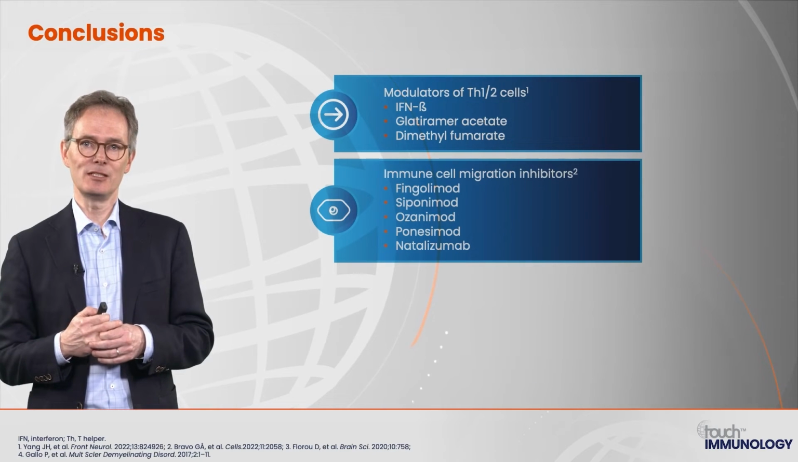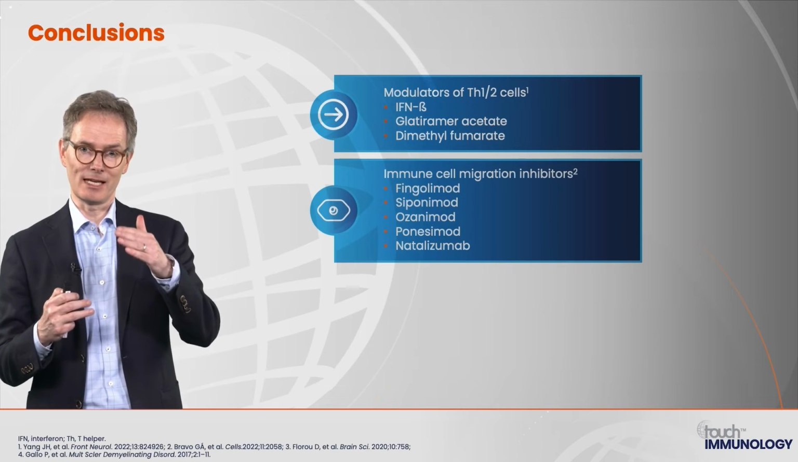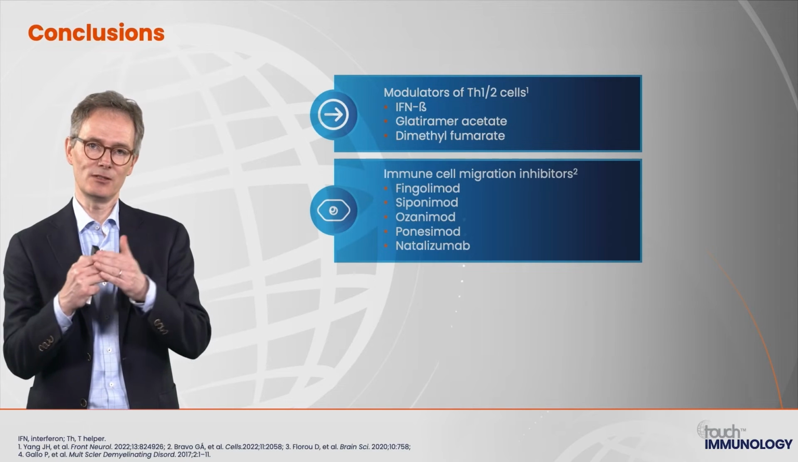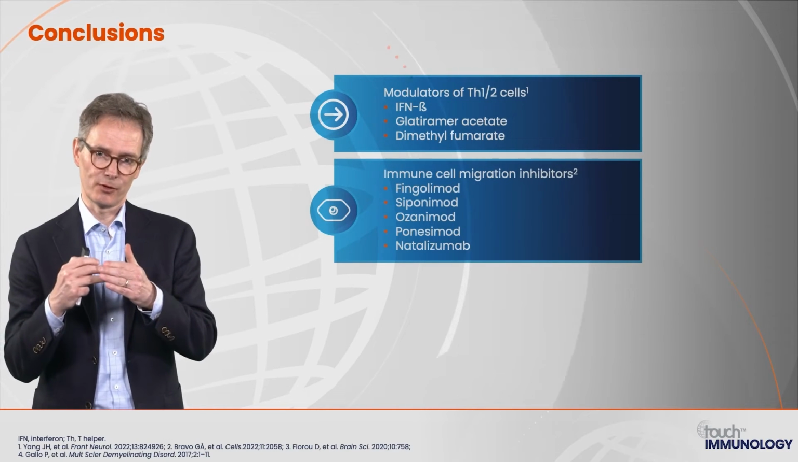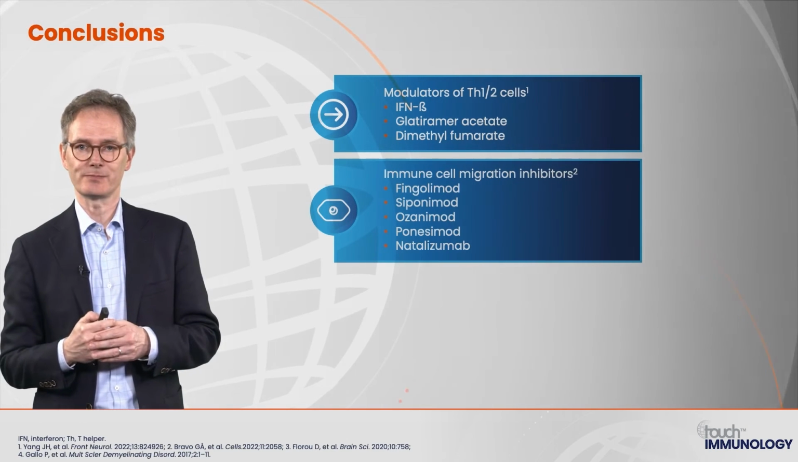The other migration inhibitor is Natalizumab. It blocks the immune cells directly at the blood-brain barrier, where it blocks VLA4 on the lymphocyte, which is needed for the lymphocyte to adhere to the endothelium and for the egress of lymphocytes from the bloodstream into the CNS.